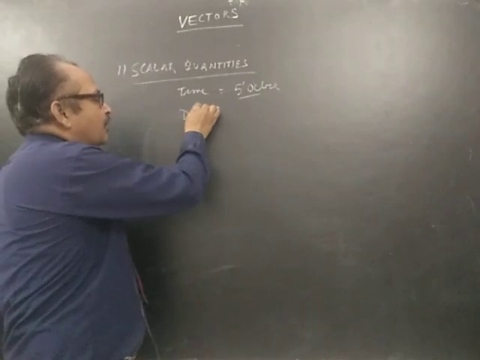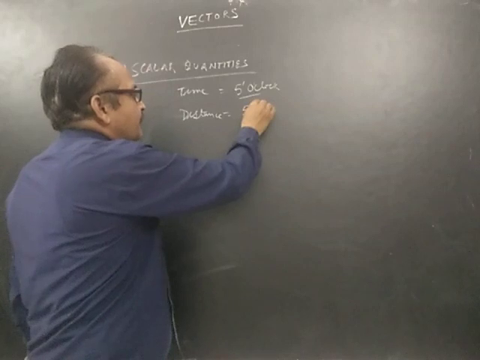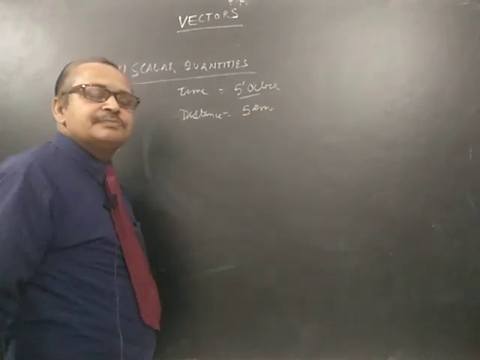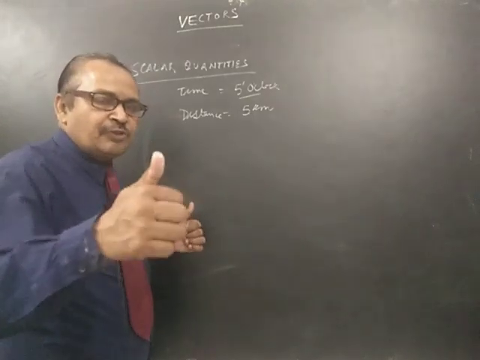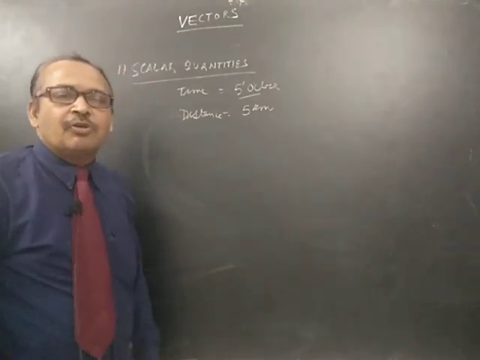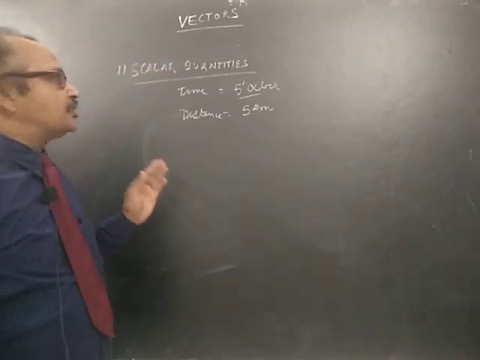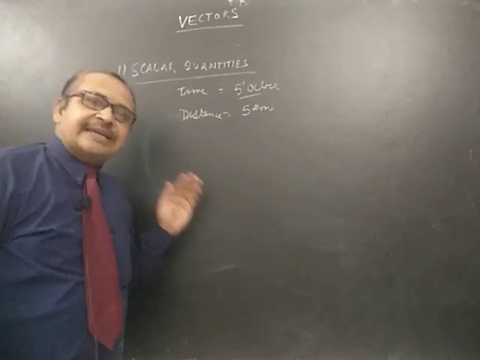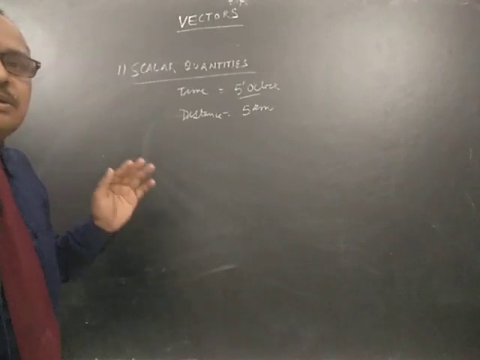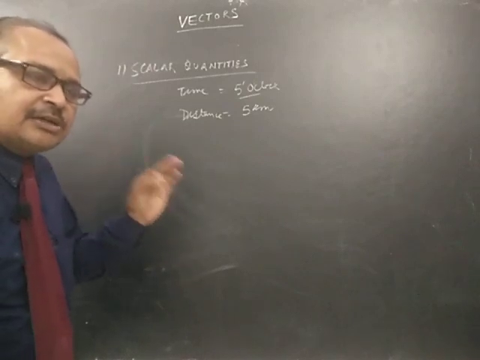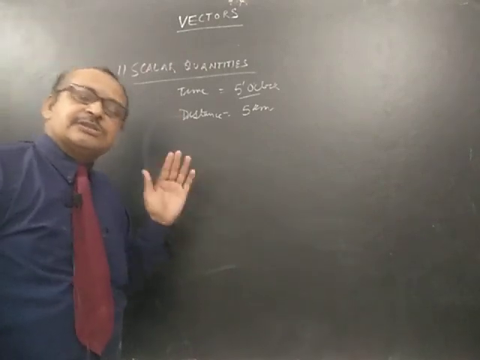Similarly, when I talk about, let us say, the distance, when I say 5 kilometers, 5 kilometers is 5 kilometers. A piece of cloth 5 meter long, that is 5 meter long. So these are certain quantities which are scalar and which do not need any concept of the presence of direction, only magnitude is sufficient.